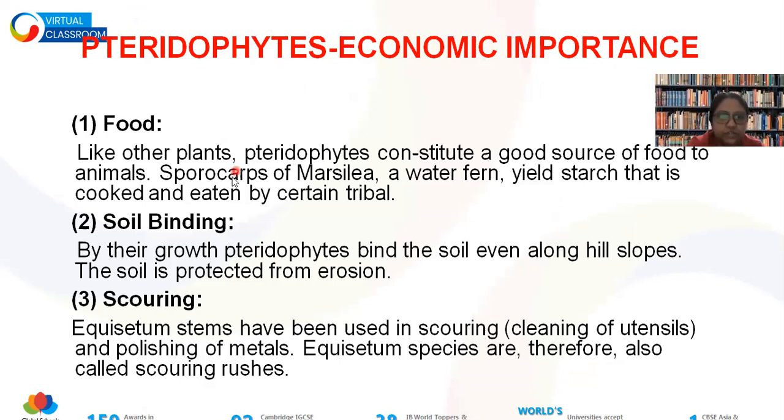We cannot ignore them. In many cases, like Marsilea, the sporocarp of Marsilea, which is a water plant, is full of starch, so it can be used by tribal people. It is used for binding of soil and that way it is actually preventing soil erosion.